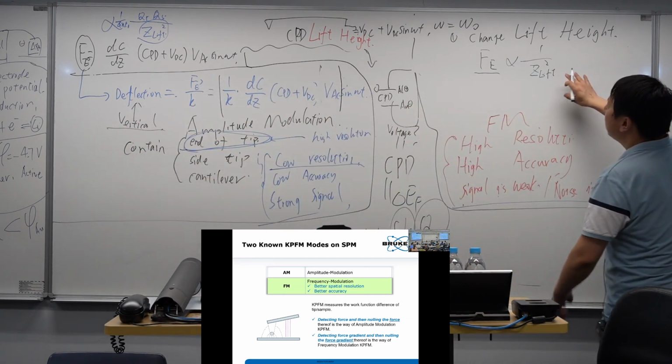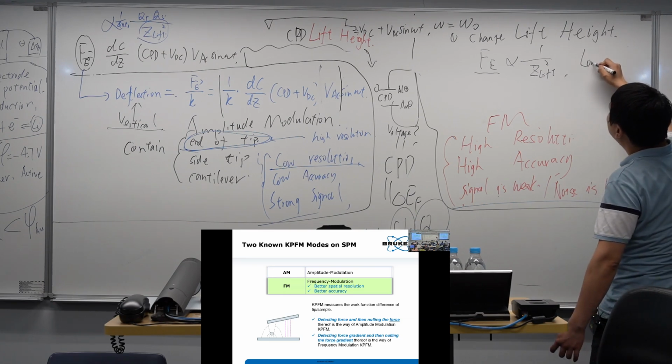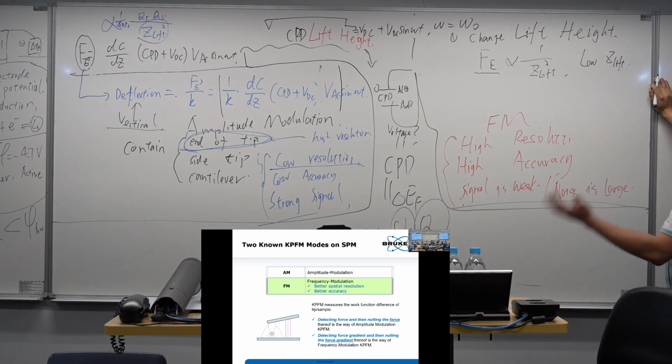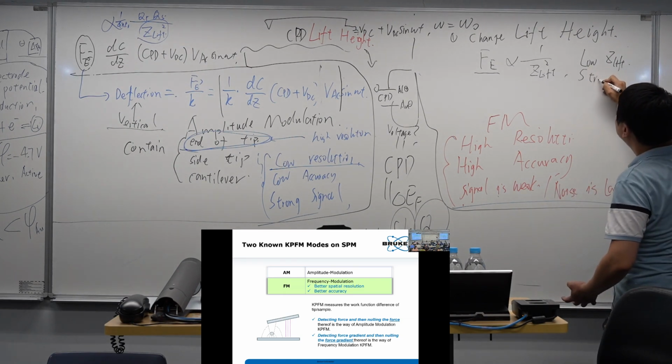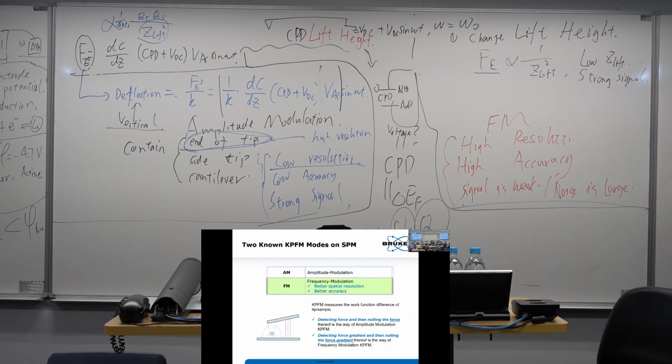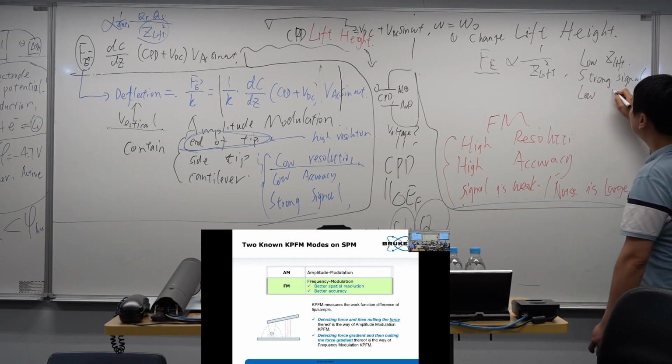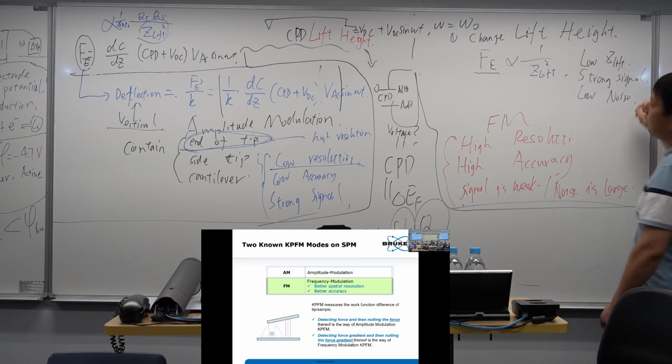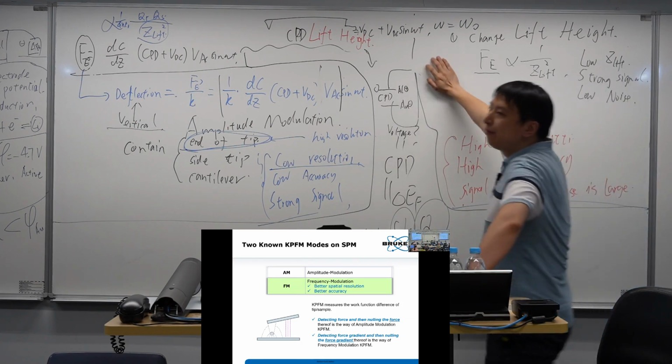So we can tell from here, the low Z lift will give us a strong signal. Strong signal means low noise. So in principle, we want our lift height to be small.